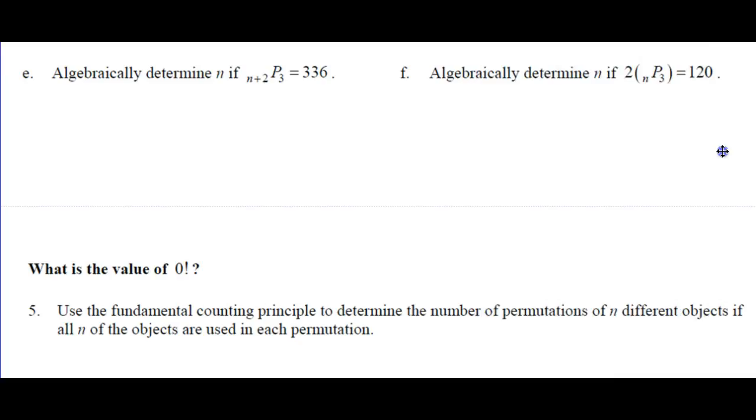However, we give you written response questions, right? Like algebraically determine n, if n plus 2... Okay, so we know the definition of nPr. It's the first thing, right? This thing here, that's my n in the formula, even though they use an n. So it's n plus 2 factorial over n minus r factorial.